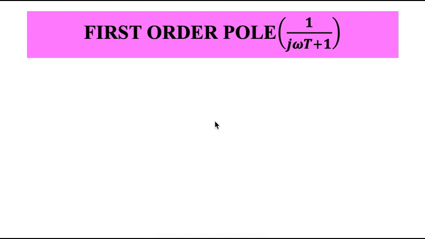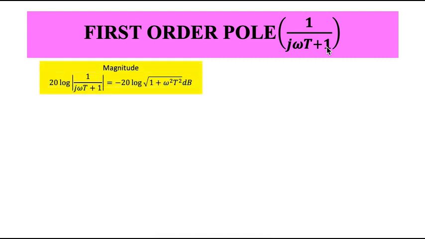The third one is the first order pole, that is 1 by j omega t plus 1. Now how does the magnitude look? The magnitude is 20 log of 1 by j omega t plus 1. Magnitude will be minus 20 log under root 1 plus omega square t square dB. So you can just take this 20 log upstairs, and it will be minus 20 log under root 1 plus omega square t square, right?